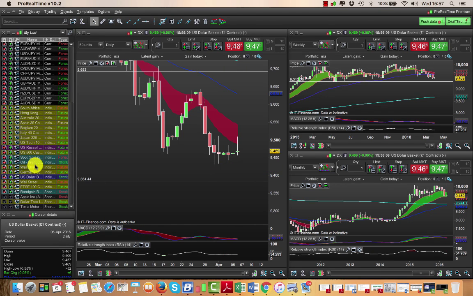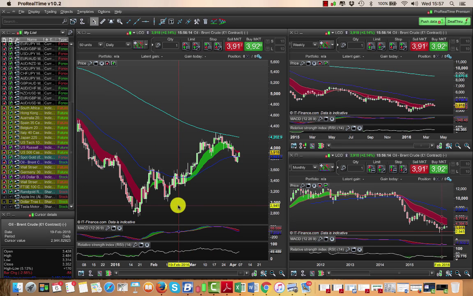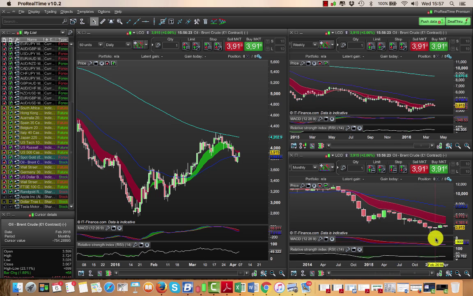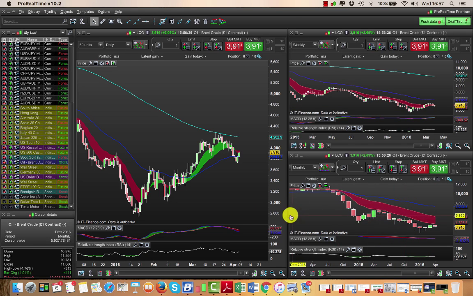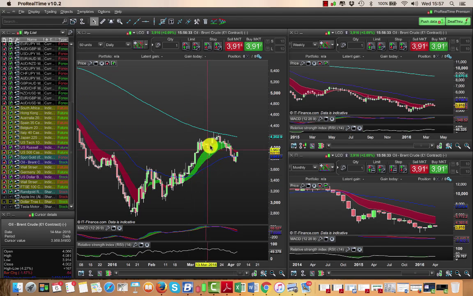If I go moving off, we can look at a commodity, Brent crude. What's been taking place is overall, on the weekly, we've had a lovely solid downtrend coming in over here. We still are overall in a downtrend, but on the daily, yes, we had a downtrend, but we had a strong pullback, and this has definitely been in an uptrend.